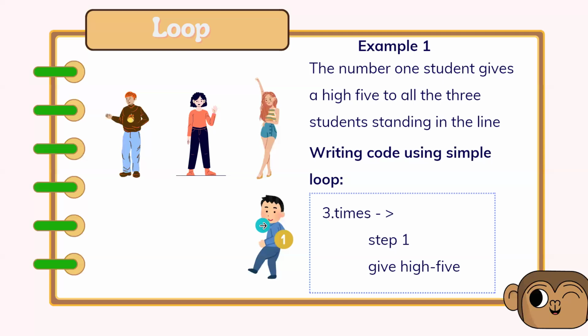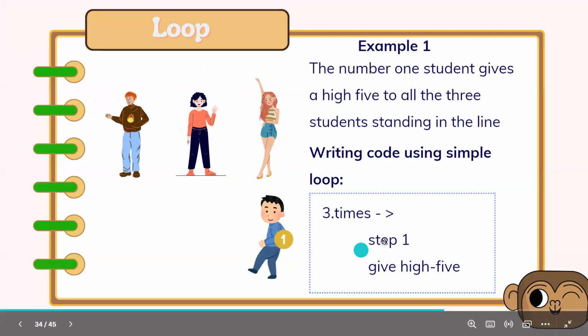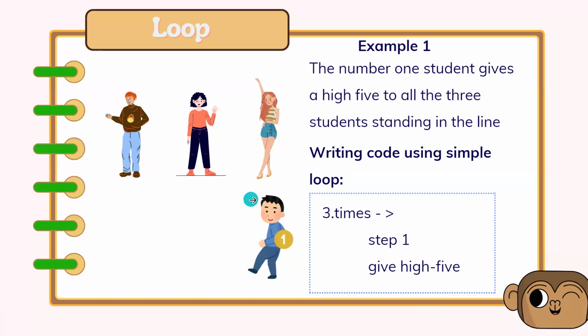He just needs to repeat the same instruction, the same steps, to give a high five to all the students, because all the students are aligned in the same line. The number one student will give a high five to all the students. This is a simple times loop: step one, give high five, and it repeats two times because there are only three students.